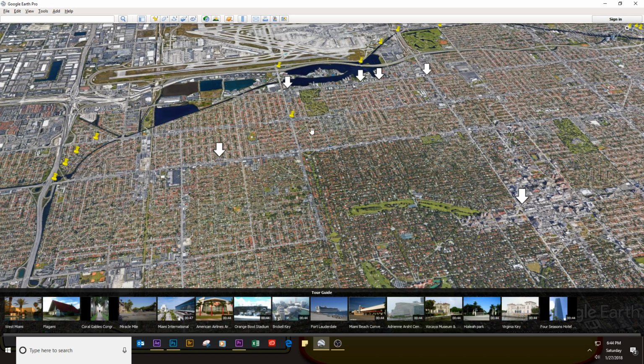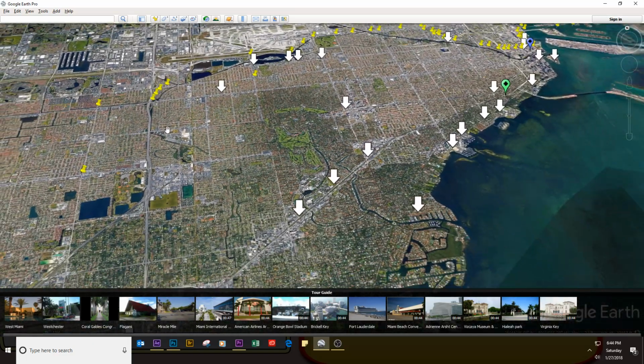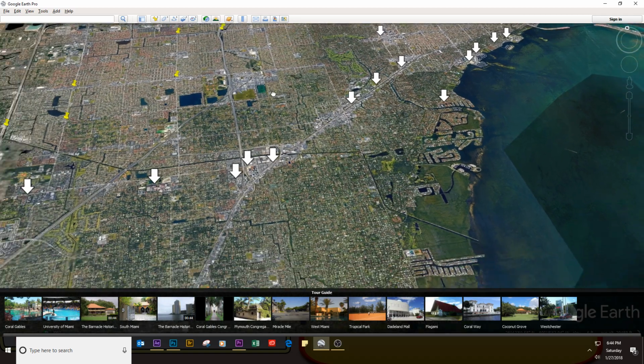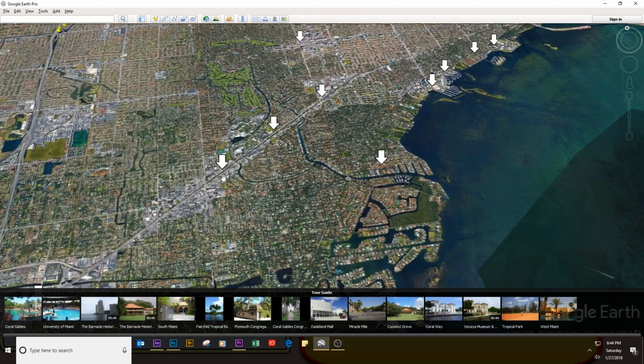7th Street here, 7th Street here, where all these white arrows are. A cluster of buildings on Northwest 7th Street. All of this is District 27. The other interesting part is these other white arrows.